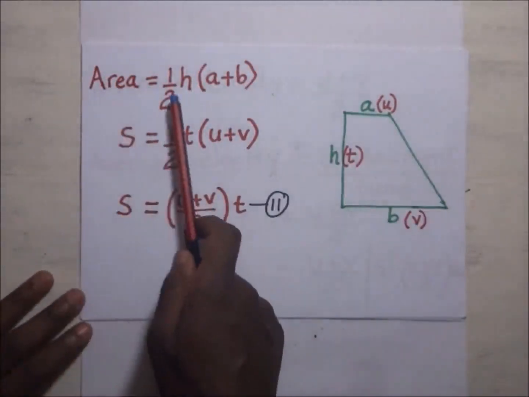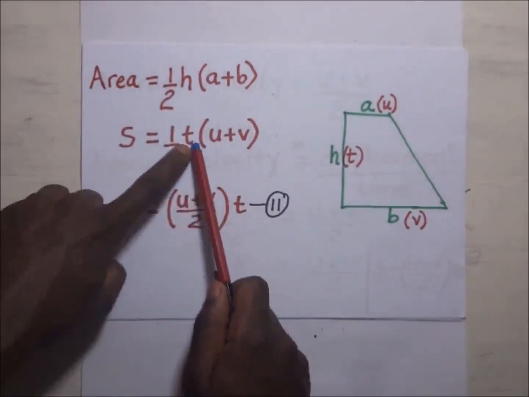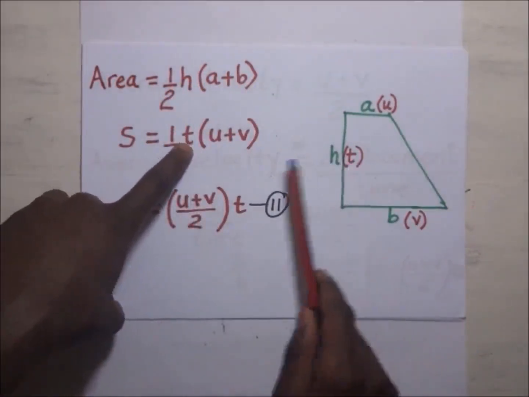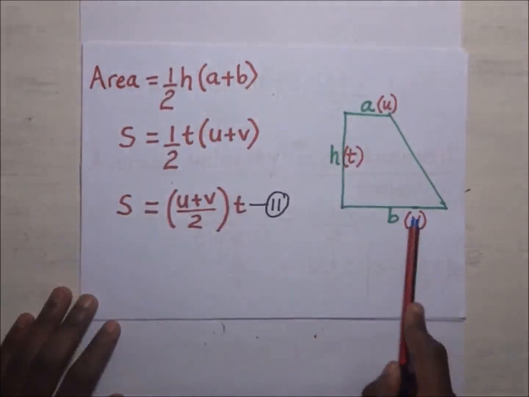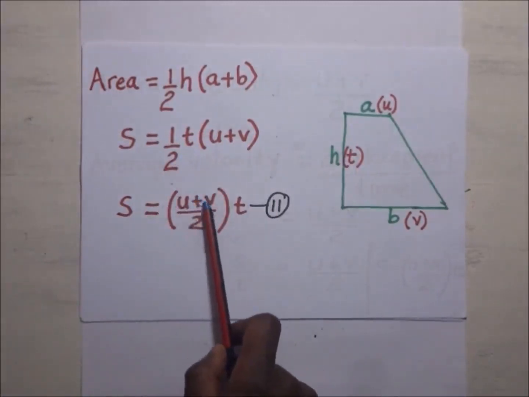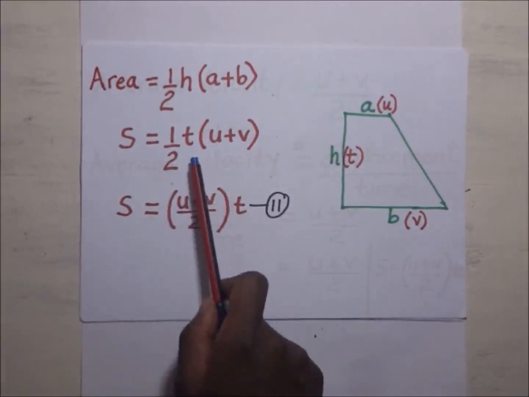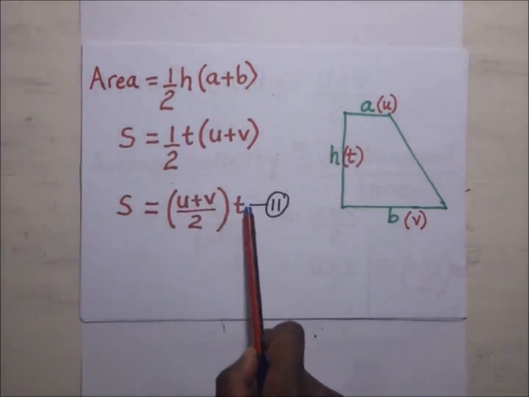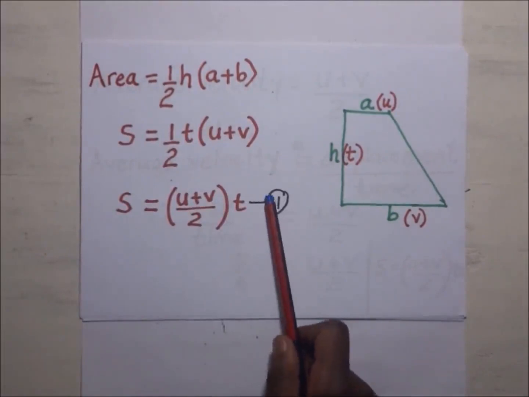So our area, which is a half h into (a plus b), is going to be a half times t, since h corresponds to the time, into the initial velocity u plus the final velocity v. When we rearrange this, it becomes (u plus v) over 2, all times t. This makes up our second equation of motion from that graph.